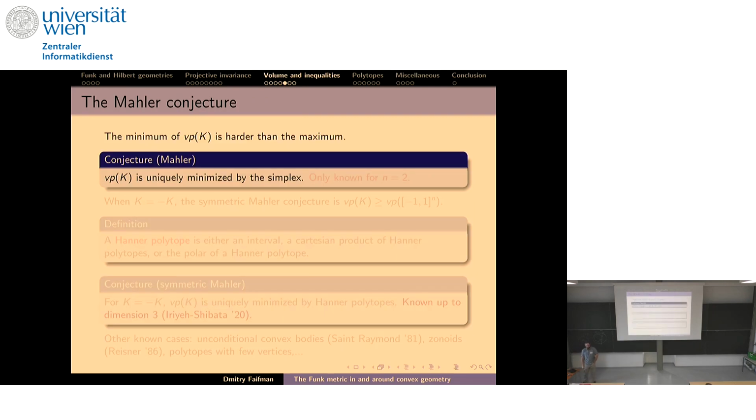Great. Okay, now let me say some words about the minimum of all of that. So the minimum is generally harder, known as the Mahler conjecture, that the volume product of a convex body is minimized by the simplex. This, to my knowledge, is only known in the plane in full generality. In the symmetric case, a little bit more is known. In the symmetric case, the conjecture is that it's minimized by the cube. But actually, that's not the unique minimizer.